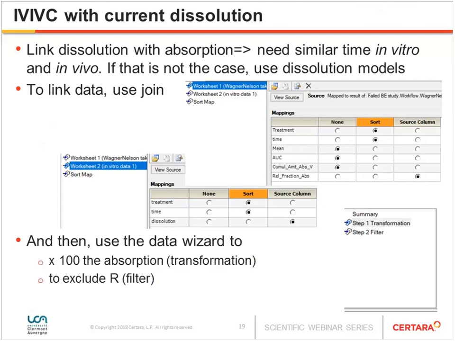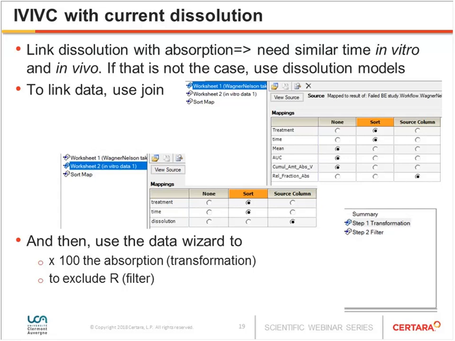The first thing that I have to do is to join together the data that I have from the in vivo and the data from the in vitro. The data for the in vivo is going to be by treatment and time, the relative fraction absorbed from 0 to 1. And my worksheet 2 is going to be my in vitro data. And in my in vitro data, by treatment and time, I'm going to try to match together my solution. For that, I have to be careful to do things, that I will have the same time between the two data sets. And if it is not the case, I will have to interpolate the dissolution data time.